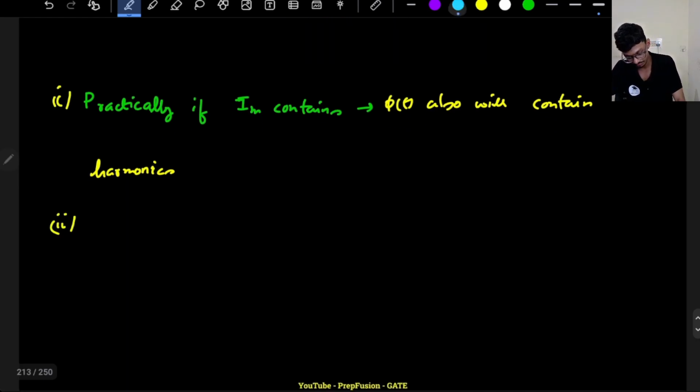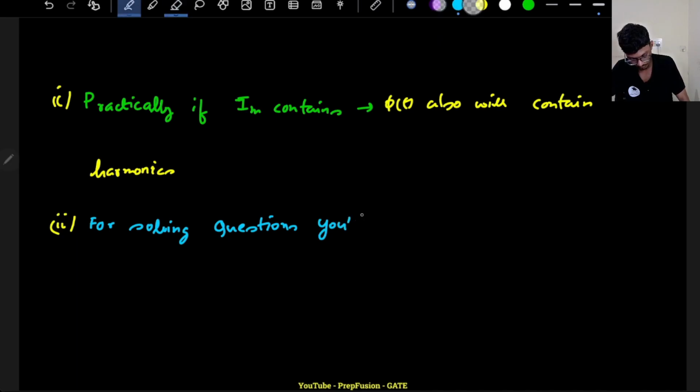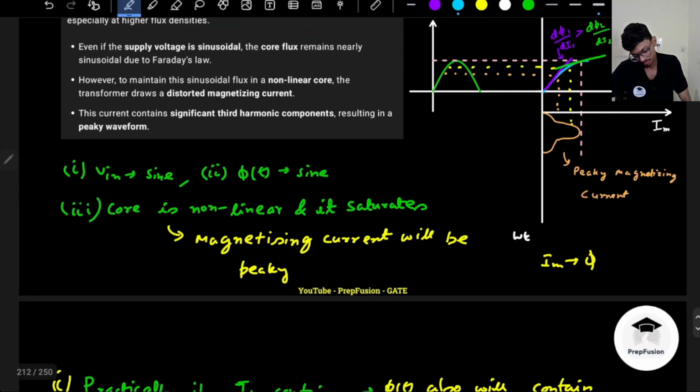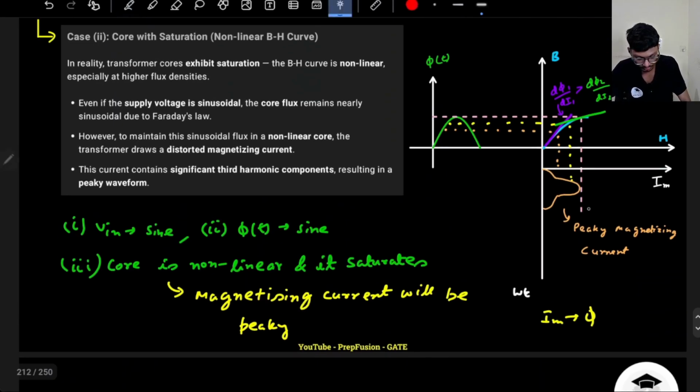But ideally, we are studying everything ideal, and in questions, for solving questions, whatever we have discussed, you will use those above concepts only. Okay, that's it basically. So here the current waveform is peaky in nature.